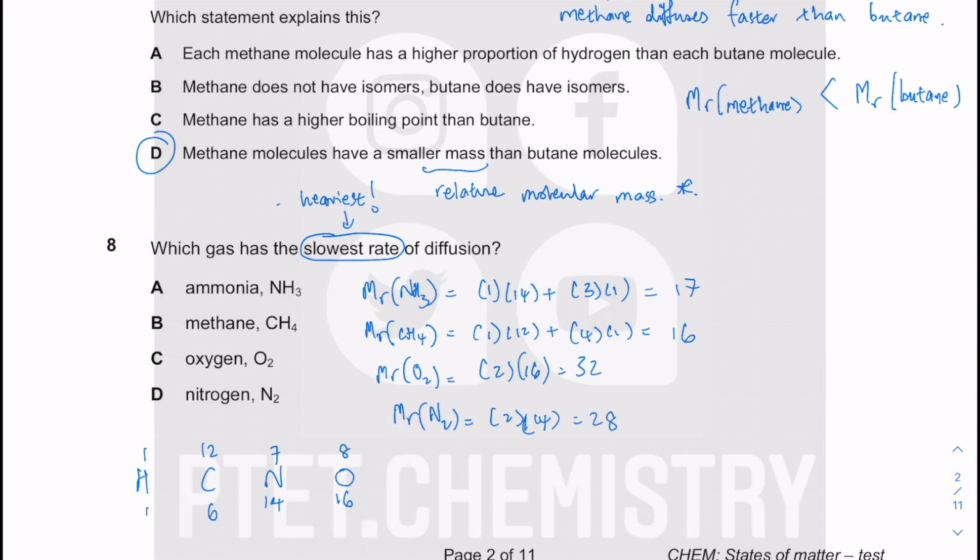We are looking for the heaviest. The heaviest will be this one, therefore it is the slowest to diffuse. So oxygen will be the answer here.